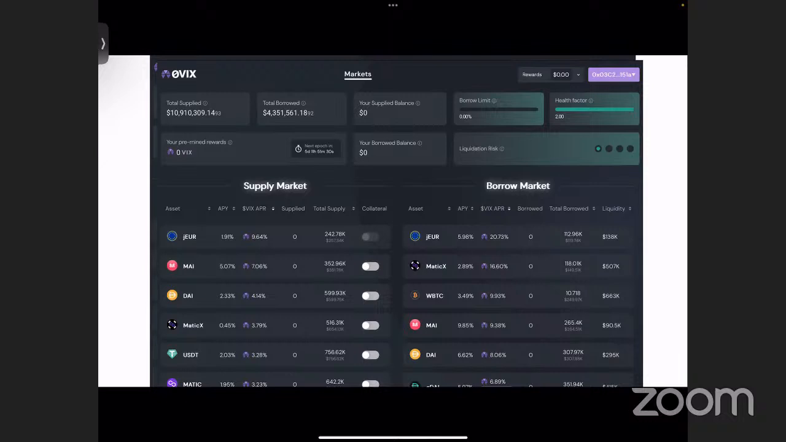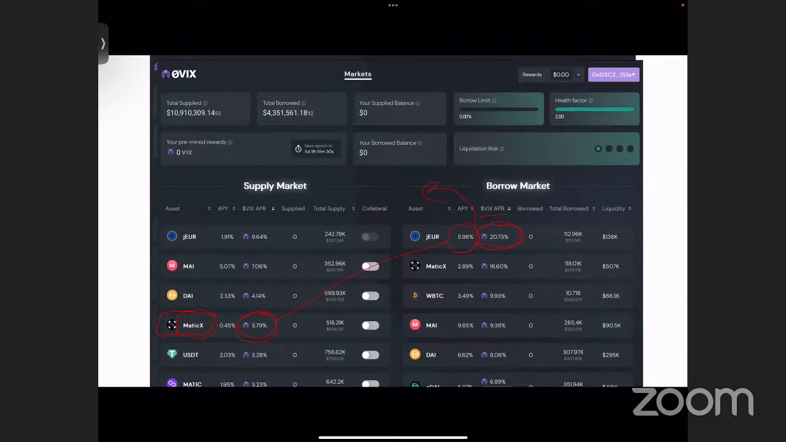This is 0VIX, where you can borrow JEuro. So you can see that borrowing JEuro is expensive, actually, 6%, but you are compensated with 20% APR in VIX token. And when you deposit, for example, MaticX, a Matic that generates a yield of 4, 5, 6% per year, you are also paid 3.79% to deposit them. So you can deposit MaticX, win money with the MaticX, win an additional 3.79%, borrow JEuro at 6%, win an additional 20%, and then invest the JEuro in another strategy.